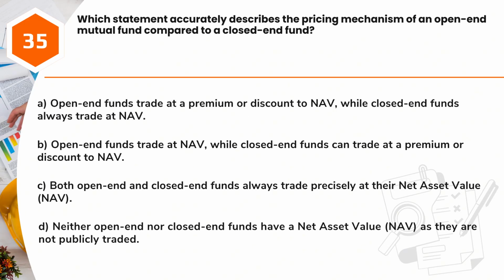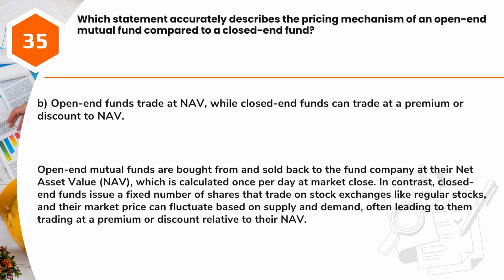Question 35. Which statement accurately describes the pricing mechanism of an open-end mutual fund compared to a closed-end fund? A. Open-end funds trade at a premium or discount to NAV, while closed-end funds always trade at NAV. B. Open-end funds trade at NAV, while closed-end funds can trade at a premium or discount to NAV. C. Both open-end and closed-end funds always trade precisely at their net asset value, NAV. D. Neither open-end nor closed-end funds have a net asset value, NAV, as they are not publicly traded.